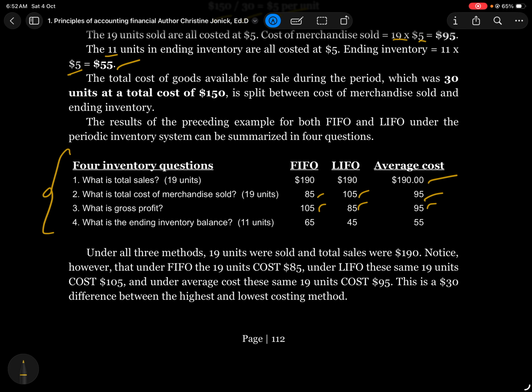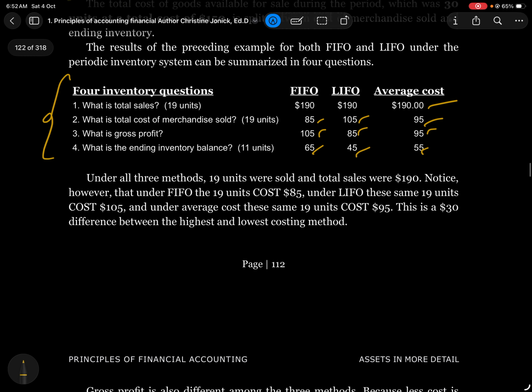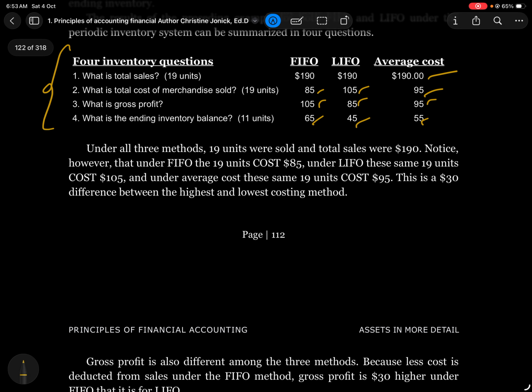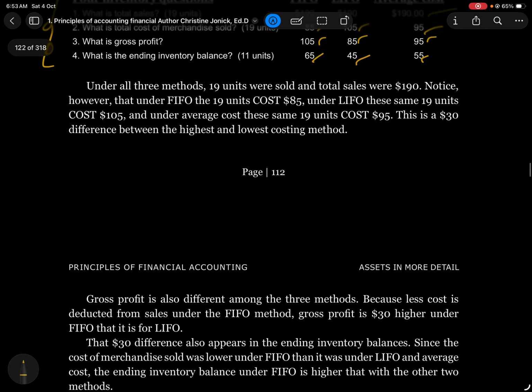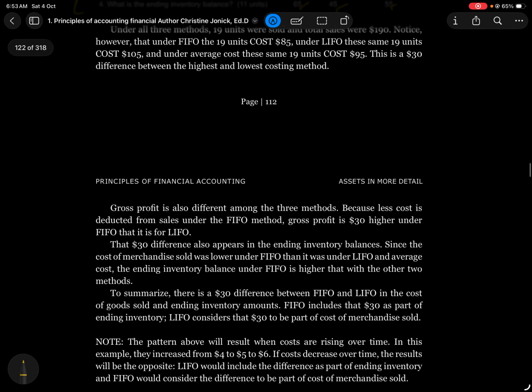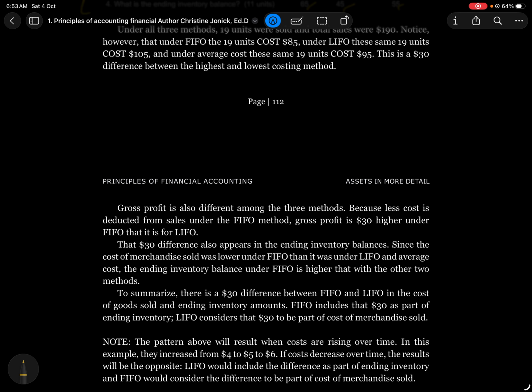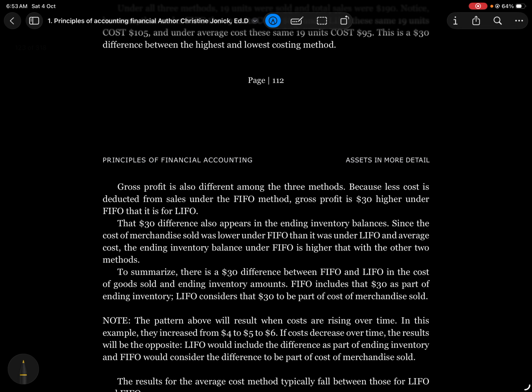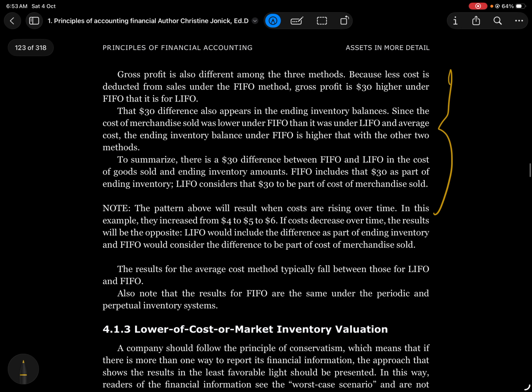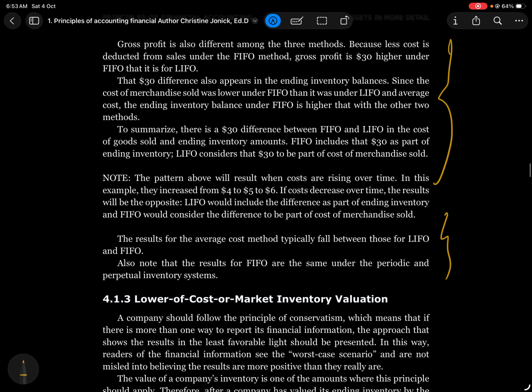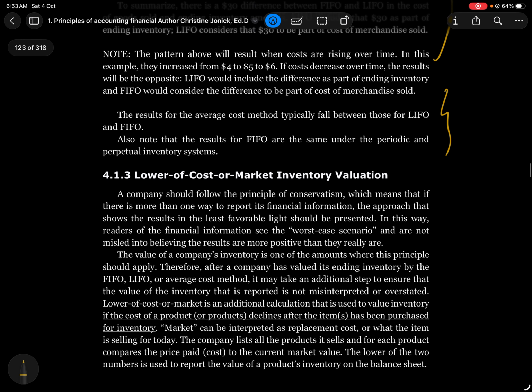Our ending inventory is there. So next thing is, whatever method we are using, everything would be basically the same. Gross profit is a little bit different, right? So of course, when the prices are increasing, FIFO is better. Otherwise, LIFO is better.